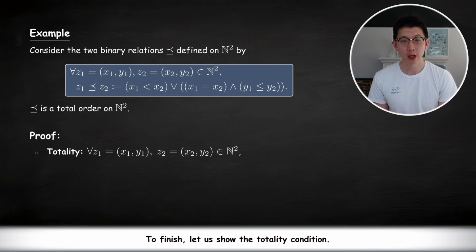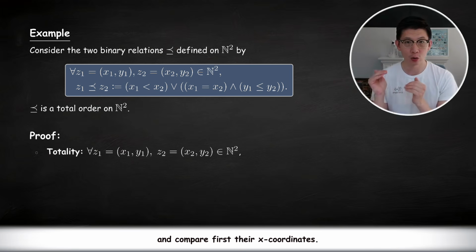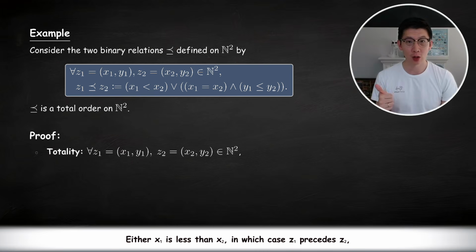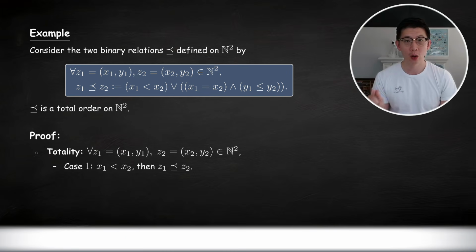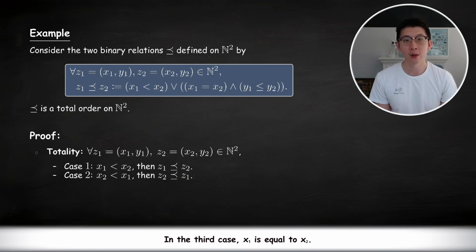To finish, let us show the totality condition. So let us take two arbitrary elements, z1 and z2, and compare first their x coordinates. There are only three possibilities. Either x1 is less than x2, in which case z1 precedes z2, or x2 is less than x1, in which case z2 precedes z1. In the third case, x1 is equal to x2.